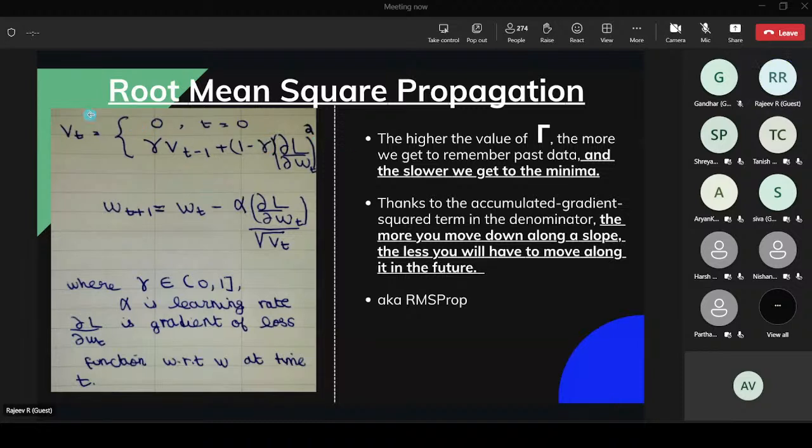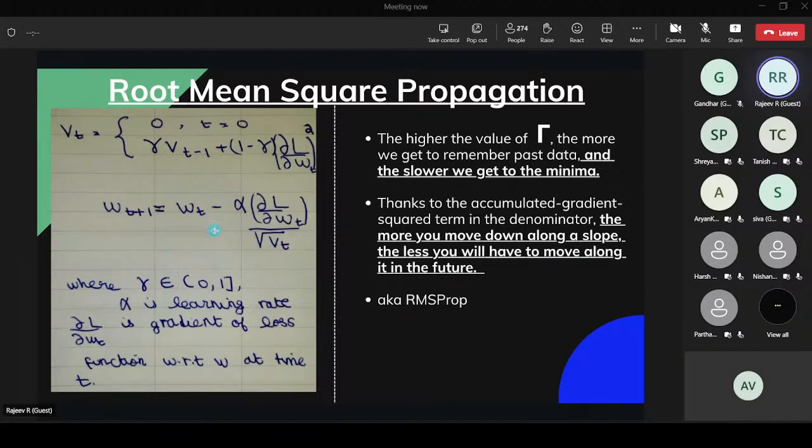So this V of t, I'm just defining it this way. If you compute V of t for larger values of time, you will find that it's basically the decayed sum of gradients squared. And what I do with this V of t is put it in the denominator of your change in weights. So the change is equal to alpha, or your learning rate, into your gradient at that particular point of time, divided by the decayed sum of gradients squared.